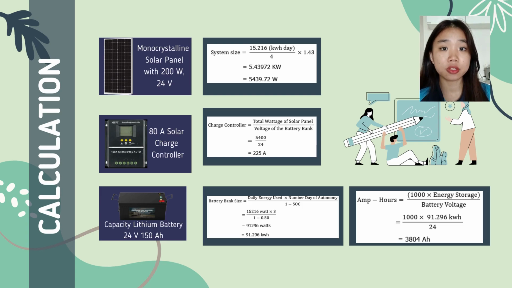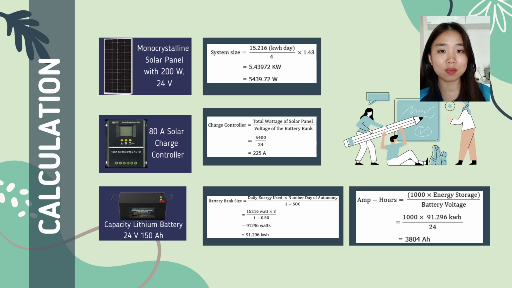First, to find the suitable solar panel, I conducted a calculation of the system size based on the daily load assumption of the common hall, which results in 5439.72 watt. Hence, from this value, we choose the monocrystalline solar panel that has 24 volt and 200 watt. These solar panels will then be connected in parallel to achieve the required power to cover the load assumption.